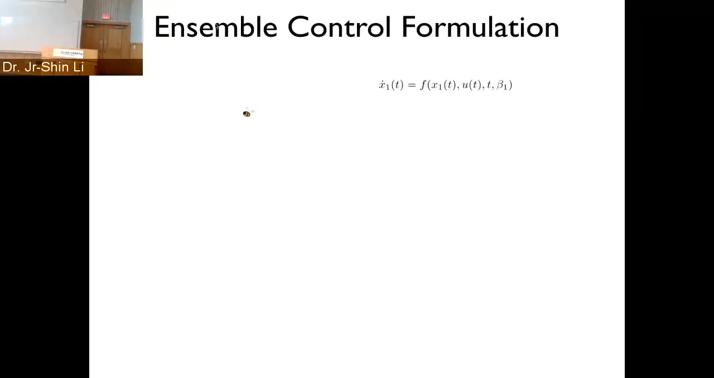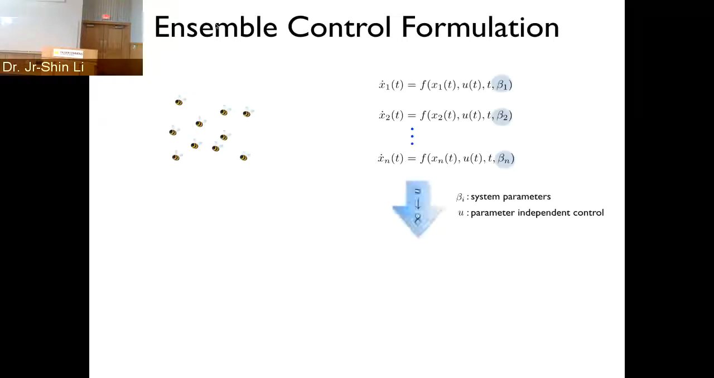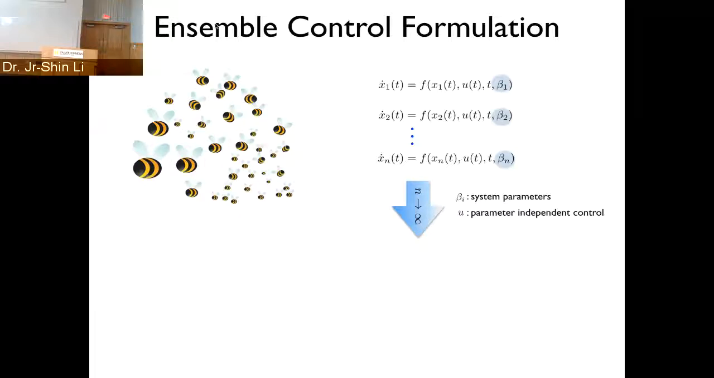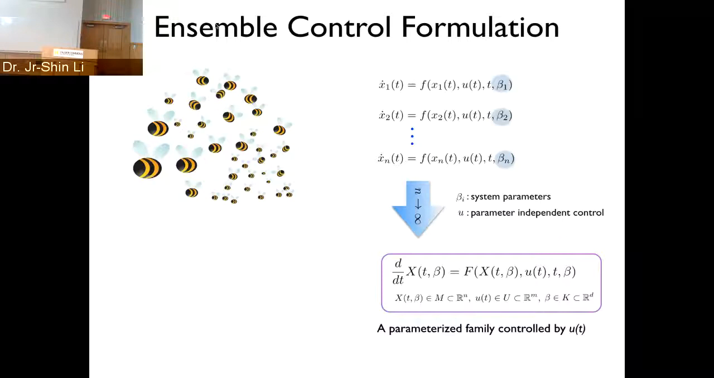So this is a formal formulation of the ensemble system. I take one system, and this is the dynamical law that this system follows, and beta 1 is the parameter. I check the second system, and it follows the same dynamical law and is controlled by the same input, but the parameter value is slightly different. For example, the frequency of this one may be different from the frequency of this one. The beta i's are the other parameters. Then if we take n of these, a finite number, and now n goes to infinity, we have a huge number of systems, finitely many or infinitely many, and we can write this as a parameterized system of this form.